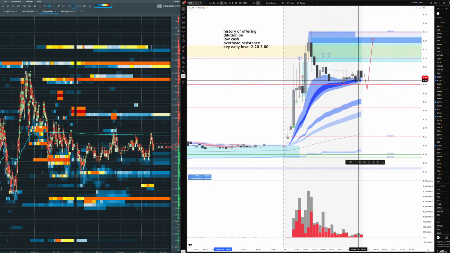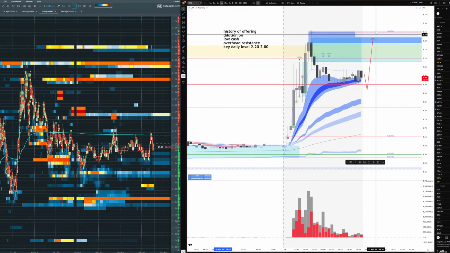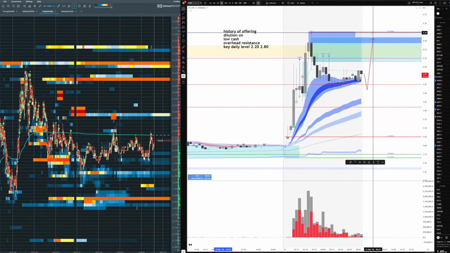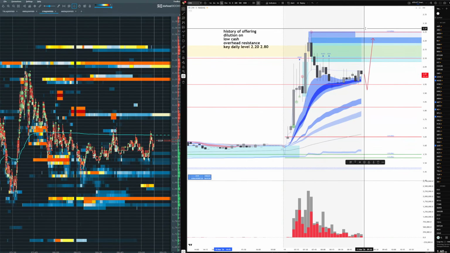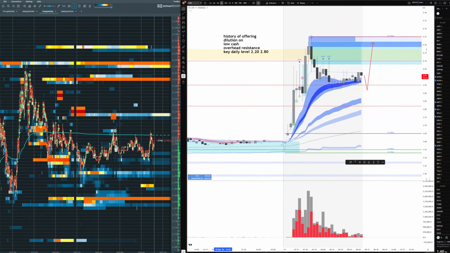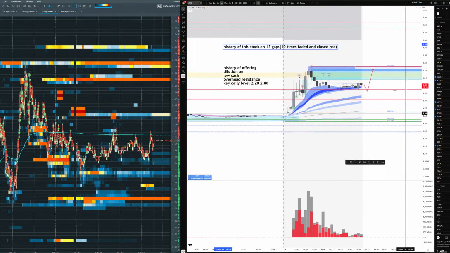I'm not going to short weakness. If we're looking for a short and the stock gets over here, I'm looking for a stuffed move around 225 to 230, or eventually 270 to 280.